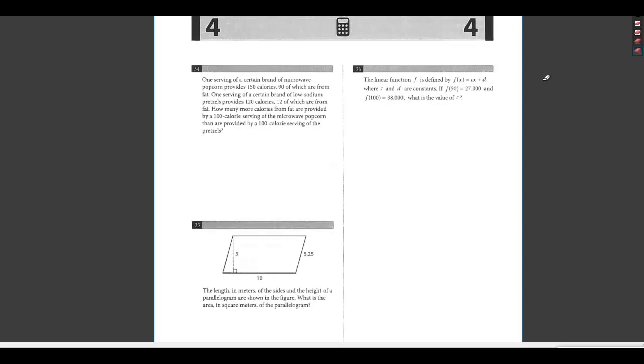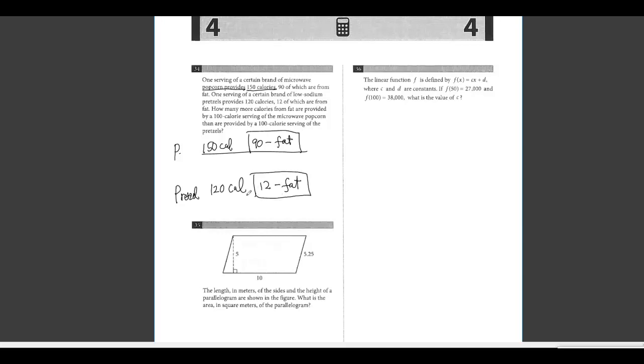Alright, number 34. One serving of a certain brand of microwave popcorn provides 150 calories, but 90 of these are from fat. Okay, 90 calories. The other one is just popcorn. The other one is one serving of a certain brand of low sodium pretzels. Okay, pretzels. It provides 120 calories, but 12 of these come from fat. Okay, we have two sets of data over here.